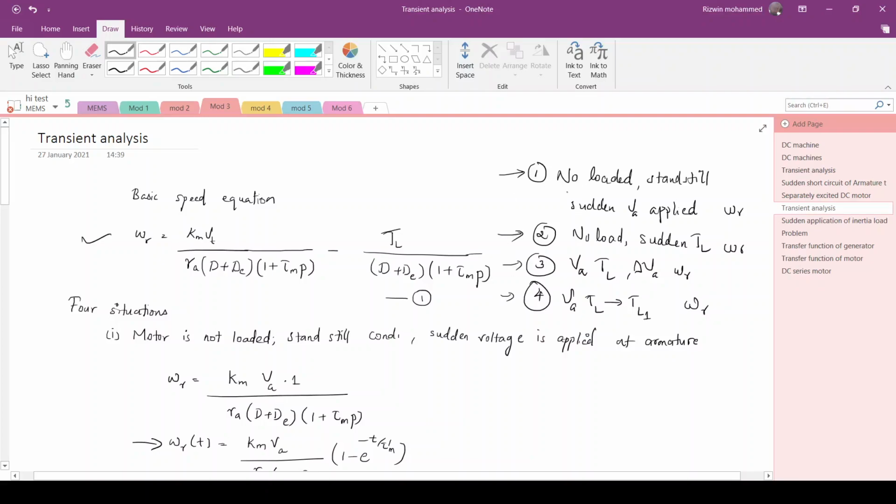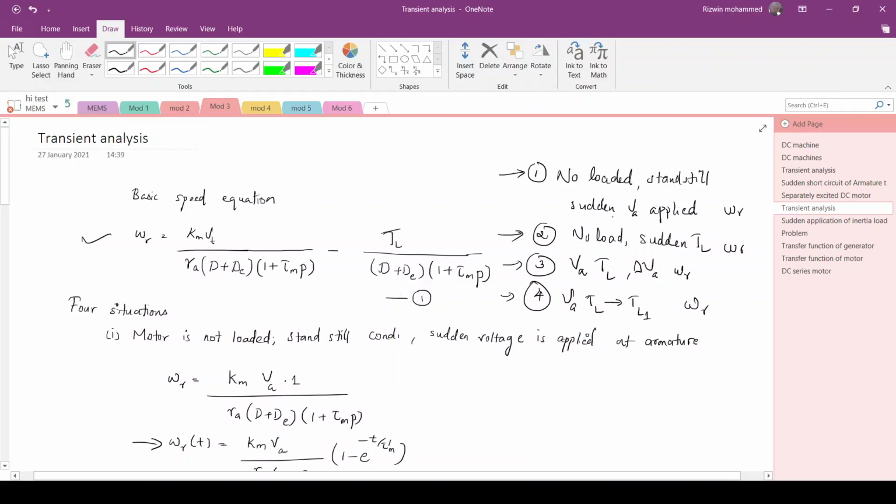So, in case one, it's a no load condition. There is no load coupled to the motor, so TL will be 0 and the motor is in standstill condition. Now suddenly voltage is applied at the armature. So what will be the speed omega r? That's our first analysis.